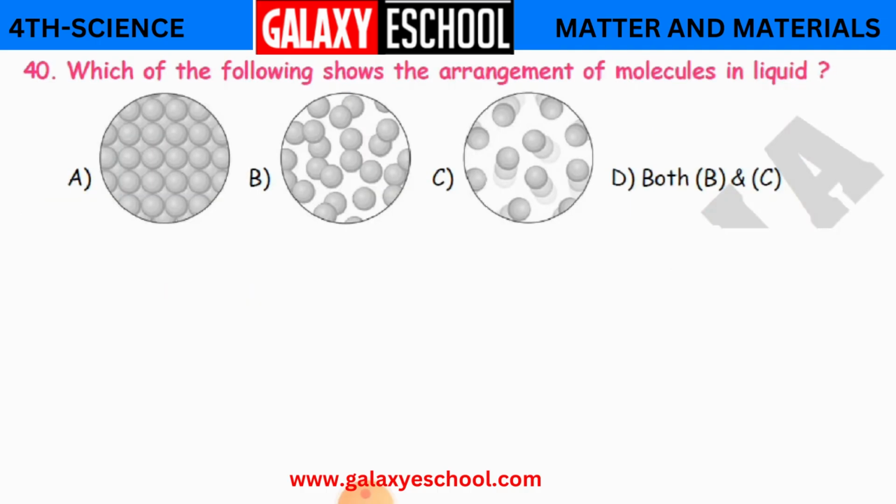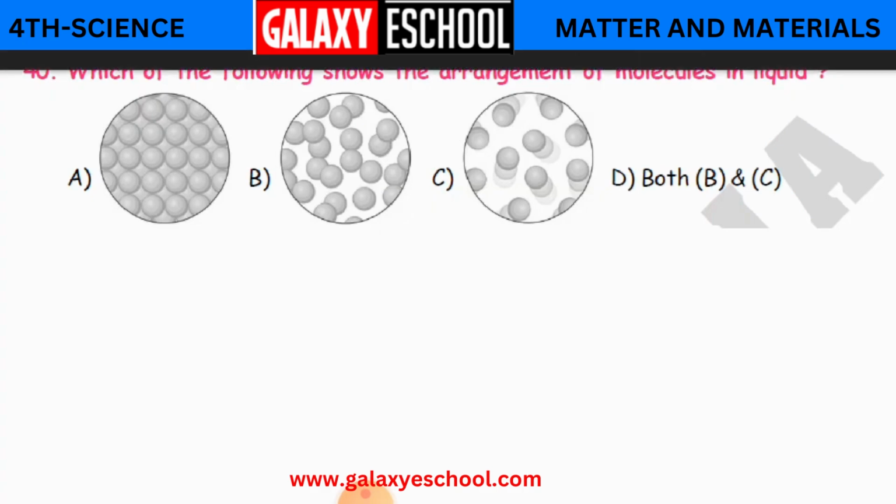Which of the following shows the arrangement of molecules in liquid? Which of the following shows the arrangement of molecules in liquid? Is it A, is it B, is it C, or both B and C?